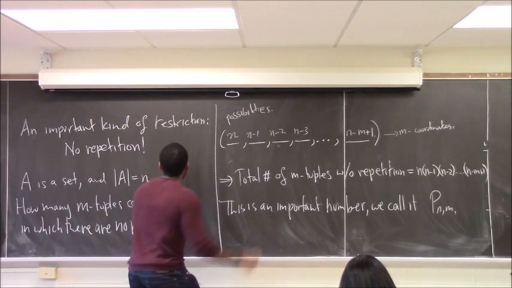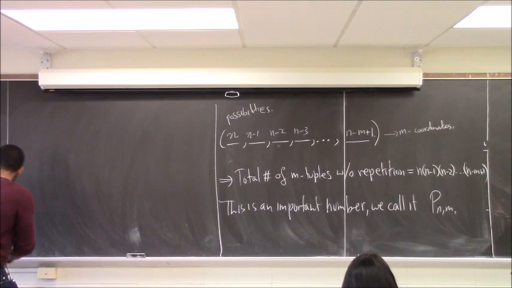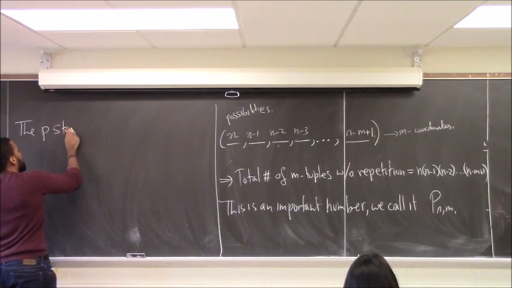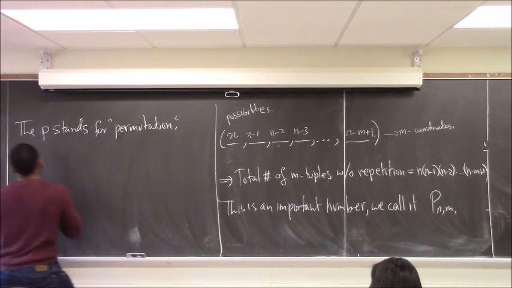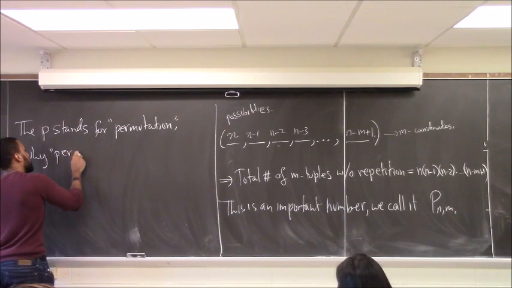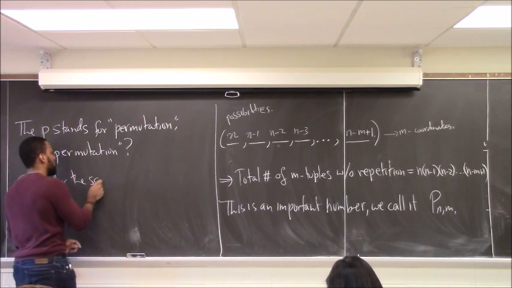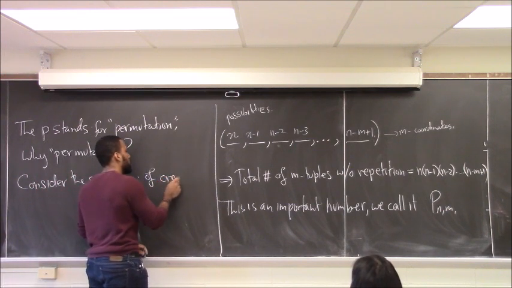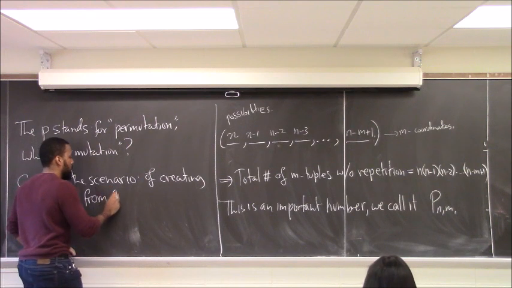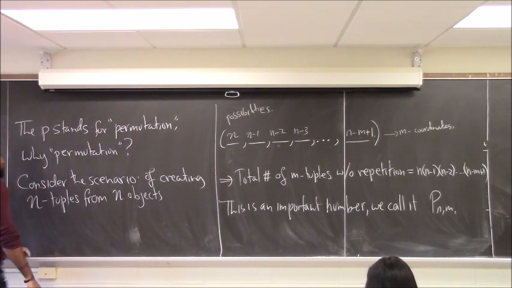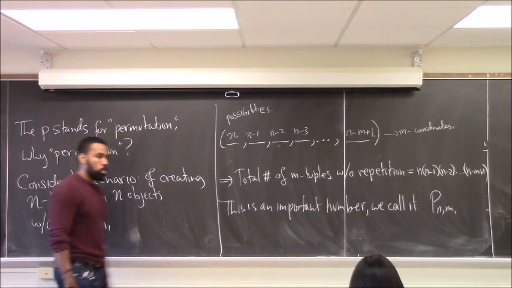The P stands for permutation, and why is it called a permutation? Well, consider the following. Consider the scenario of creating n tuples from n objects without repetition. And I'm going to show you why we call it permutation.